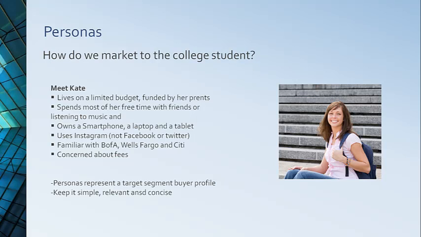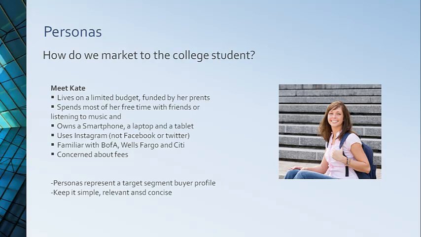So they spend a lot of time with friends or listening to music, so that shows you a lot of their main activities, and they own a smartphone, a laptop, and a tablet, so very technologically savvy. They use Instagram. They don't use Facebook and Twitter. By the way, this is, I think, a trend that I'm seeing in kids nowadays. But this is important if you are building a social media marketing plan, right? If you focus on Twitter or Facebook, this might be the wrong tactic.